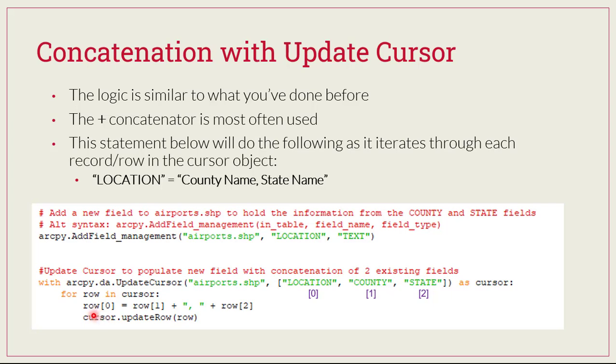It's going to set up that for each row, location is equal to county plus the comma and a space, state. So whatever is sitting in the county field, and then whatever is sitting in the state field. And then our update row method here is what's going to effectively hit return. It's going to be what writes it formally into our table when the script gets run. So you can see that here. So location is going to be equal to county plus our comma plus state.